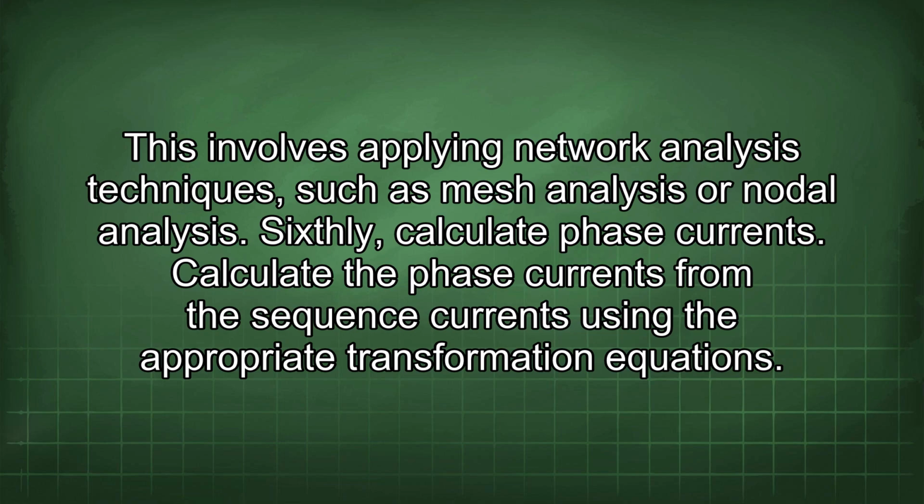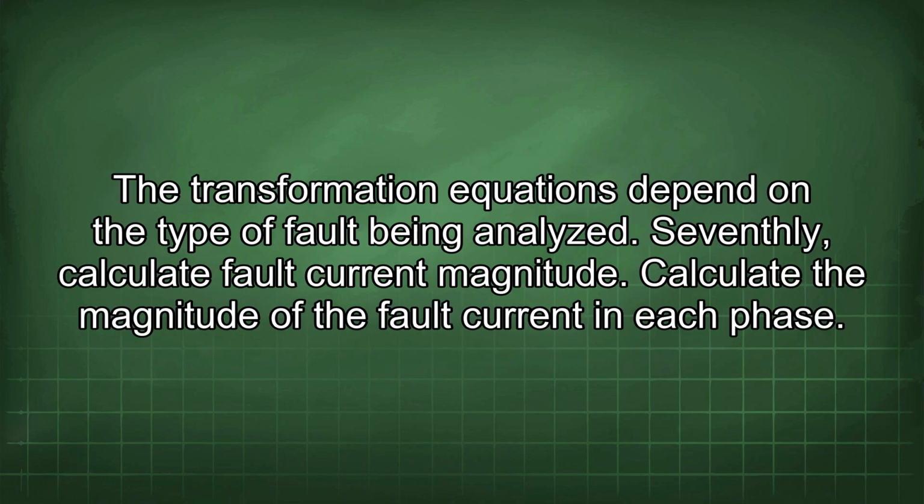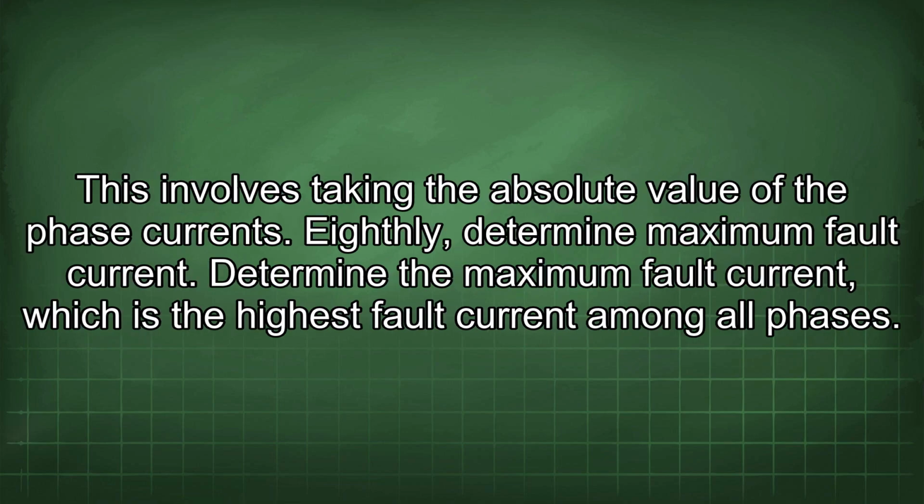Sixthly, calculate phase currents. Calculate the phase currents from the sequence currents using the appropriate transformation equations. The transformation equations depend on the type of fault being analyzed. Seventhly, calculate fault current magnitude. Calculate the magnitude of the fault current in each phase. This involves taking the absolute value of the phase currents.